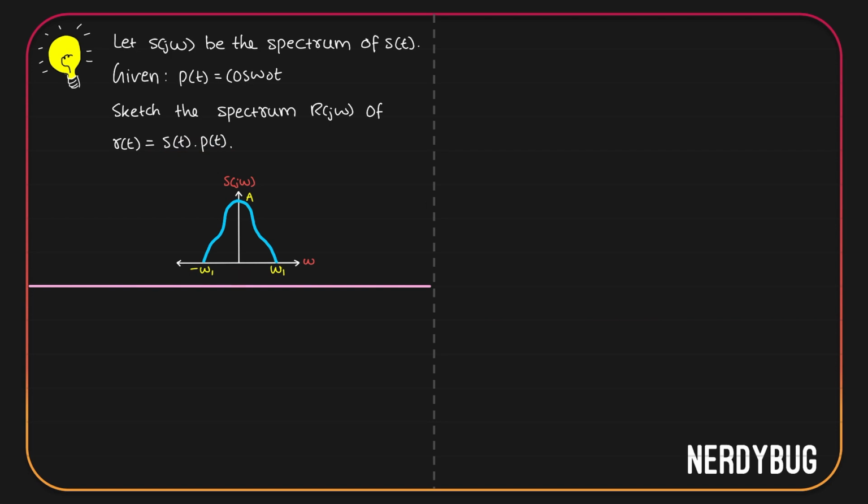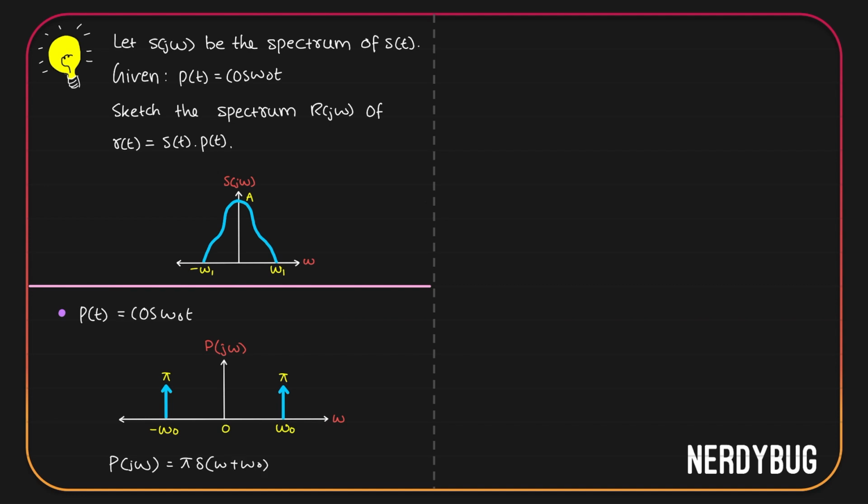S of j omega is given over here. First of all, it is given that P of t is cos omega naught t. We have already found the Fourier transform of cos omega naught t. It looked like this. We had two impulses at minus omega naught and omega naught, and the amplitudes were pi. From here we can write P of j omega will be pi delta of omega plus omega naught plus pi delta of omega minus omega naught. The first term corresponds to this impulse and the second term corresponds to this impulse.